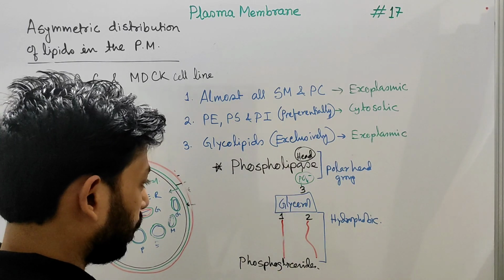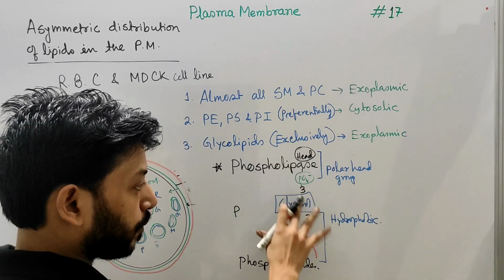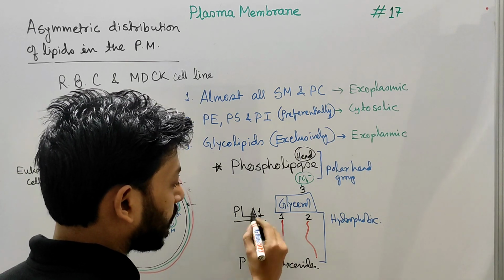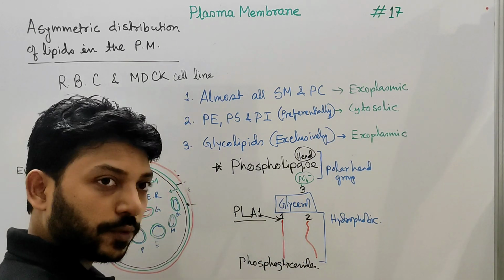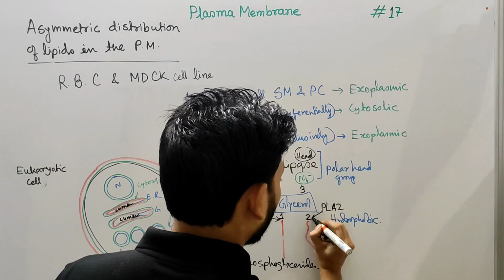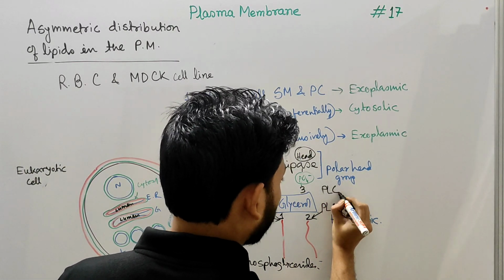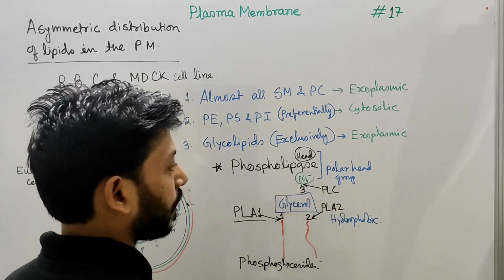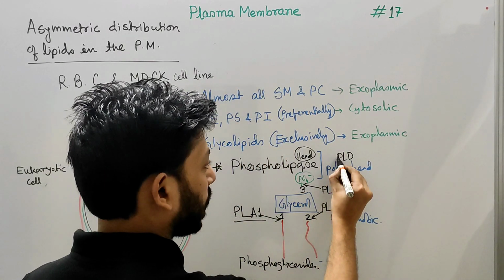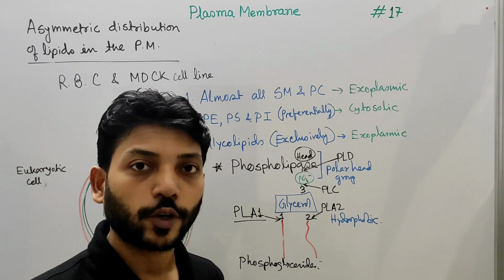Now, there are 4 phospholipase enzymes that can cleave this molecule at different positions. Phospholipase A1 can cleave the bond between the first carbon and the first fatty acid. Phospholipase A2, PLA2, can cleave the bond between the second carbon and the second fatty acid. Phospholipase, now this is not A3 but phospholipase C, can cleave the bond between the third carbon and the phosphate group, and phospholipase D can cleave the bond between the phosphate and the head group. So these phospholipase enzymes can cleave the phosphoglycerides.